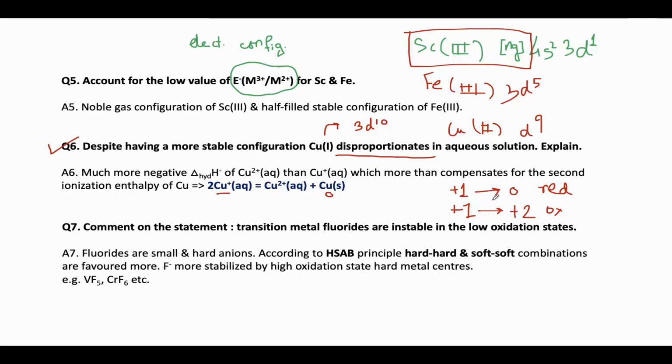to Cu 0. Now, what is the reason behind such a disproportionation reaction? Though we know Cu+ has a very stable d10 electronic configuration, still it chooses to disproportionate. So what is the main reason behind it? First of all, Cu+ is okay.